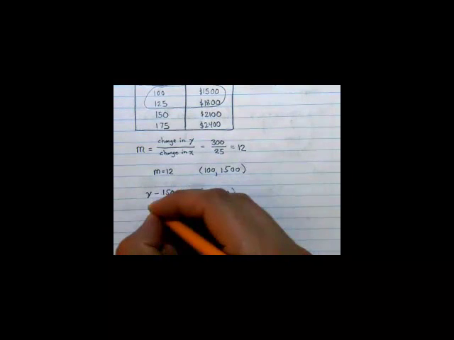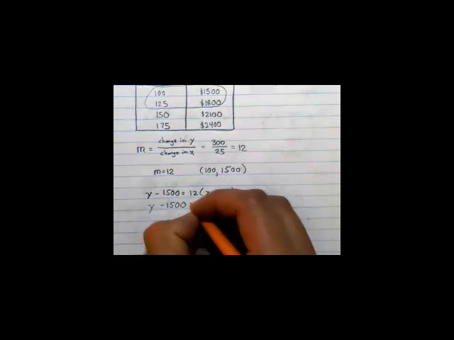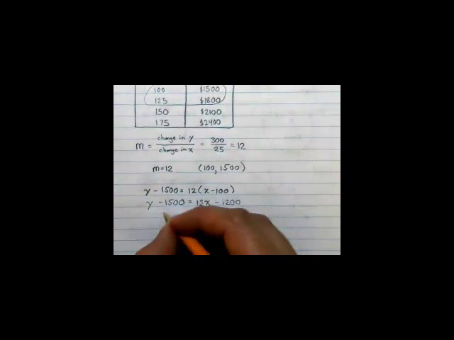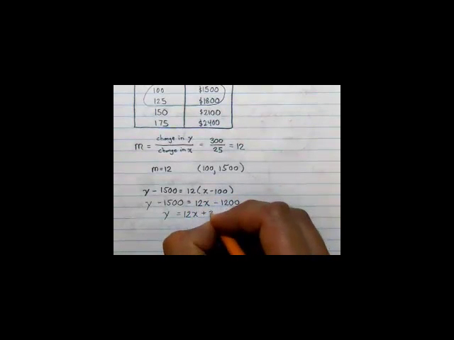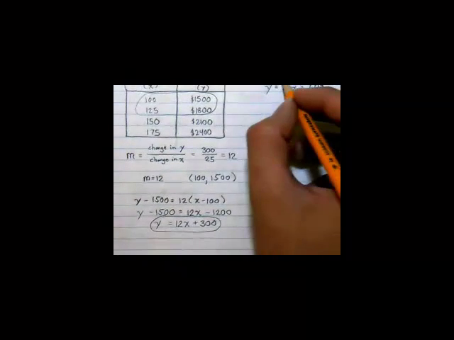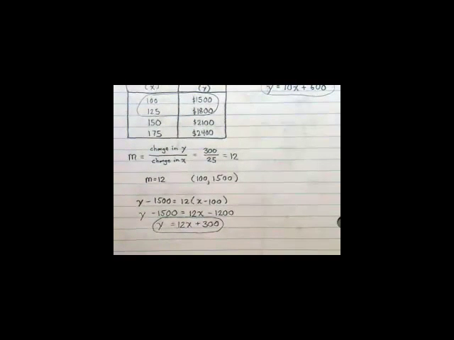And then I can do all my algebra again to figure out what is the actual slope-intercept form of that. So y minus 1500 equals 12x minus 1200. And if I add the 1500 to the other side, I get 12x plus 300. So now I've got an equation for this resort too, the Lakeside Inn, rather. So we've got two equations we can now do some comparing and contrasting to. Okay?